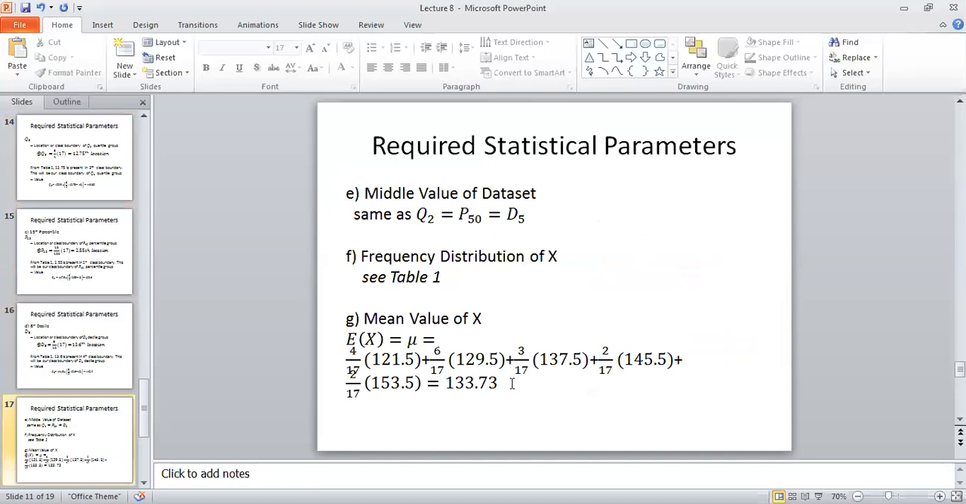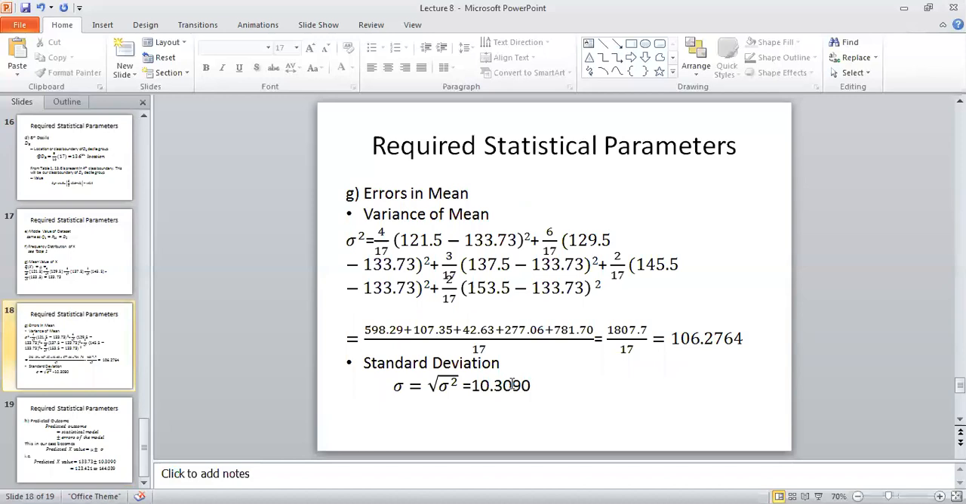So let's see how this calculation is performed. Sigma square, which is the symbol for the variance, is the probability of the class mark value multiplied by the class mark value minus the mean, squared. And this is done for all the class mark values. When this is all summed up, we get a value of 106.2764. This is the variance or the error square for the mean. Taking the square root of it, we get the standard deviation or the error of the mean, which is 10.3090.